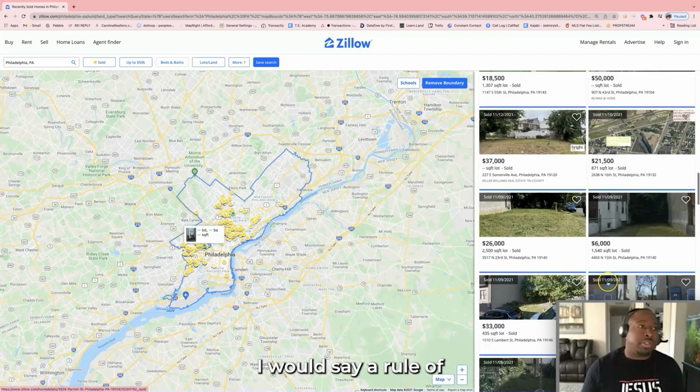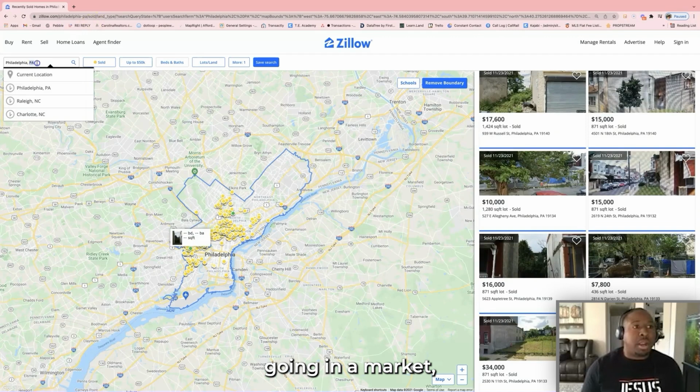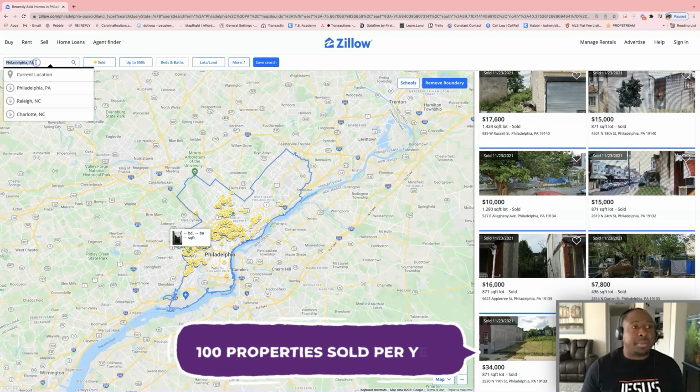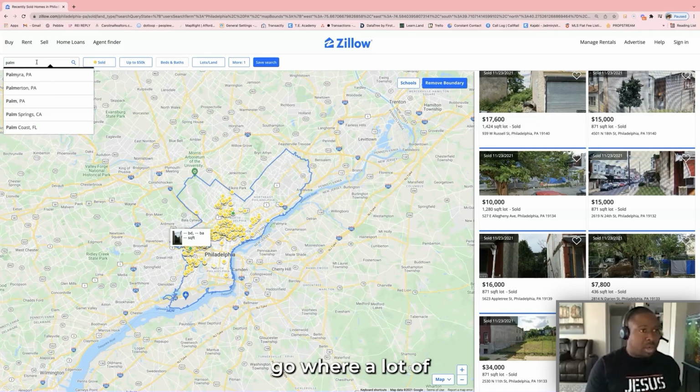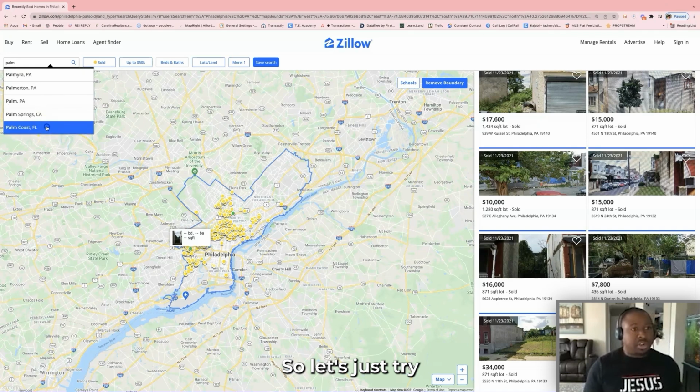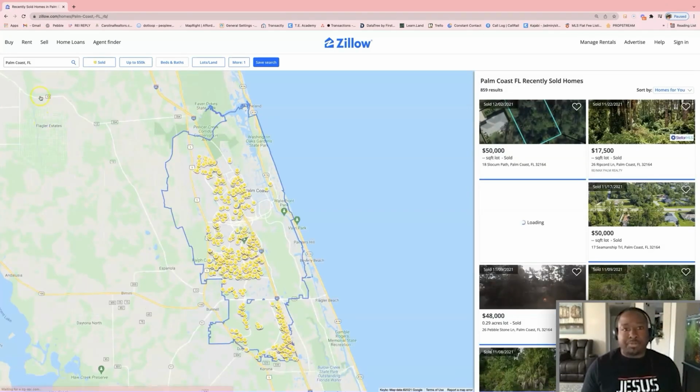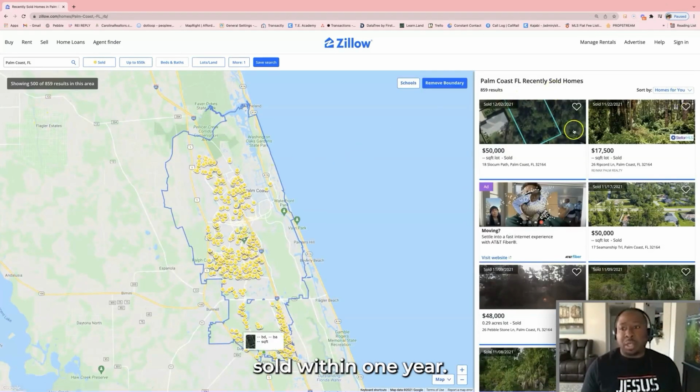A rule of thumb for me, if I'm going into a market, I want a minimum of 100 properties sold per year. That lets me know a lot of properties are selling. That's just what I want, because I want to go where a lot of properties are selling. So let's try another place, Palm Coast, Florida. We have sold within one year: 859 properties, 50,000 and under.